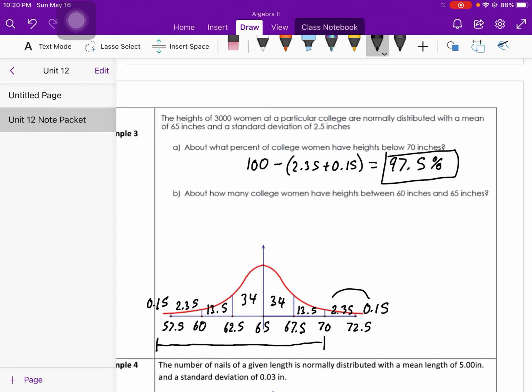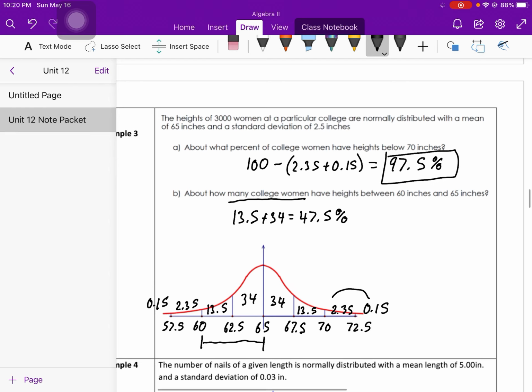Part B says about how many college women have heights between 60 inches and 65 inches. This question is different because it's not asking for the percentage answer. It wants to know an approximate number. So the first thing we want to do is find the percentage between 60 and 65. So I'm going to change my range here. 60 is right here, 65 is right there. So I'm going to add 13.5 with 34, which comes out to be 47.5%. And then that's of our total of 3,000 women.